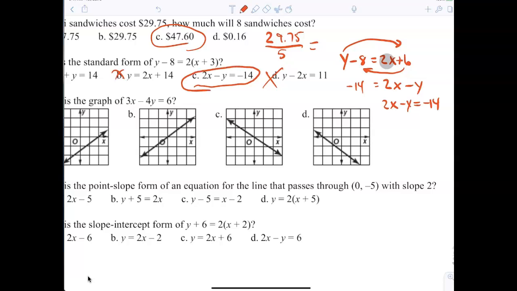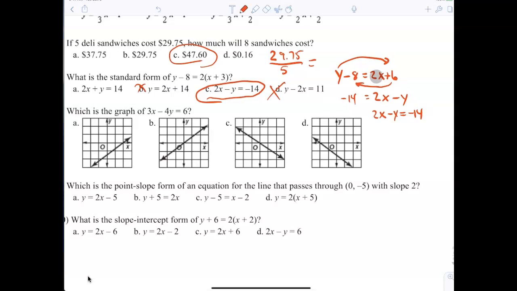Are you not allowed to have negatives? Right, it's not that you're not allowed to have negatives. X is not allowed to be negative. Oh, okay. So that's what. Yeah, x is not allowed to be negative.